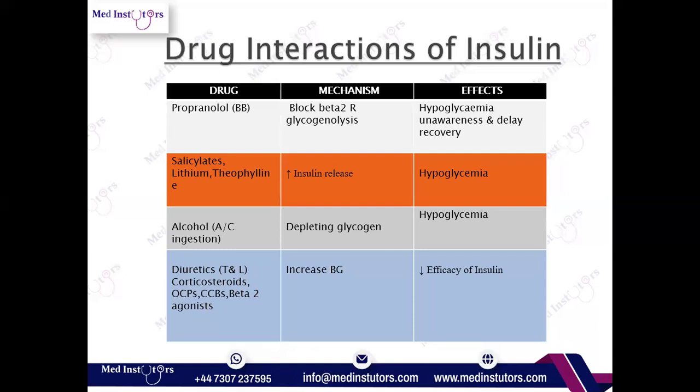Diuretics, thiazides and loop diuretics, corticosteroids, oral contraceptive pills, calcium channel blockers, and beta 2 agonists increase the blood glucose levels. So the efficacy of insulin can be decreased by these drugs: steroids, OCPs, calcium channel blockers, diuretics, etc. These are some of the very common drug interactions that can happen in patients who are taking insulin. Are you okay with all these side effects and the drug interactions of insulin?